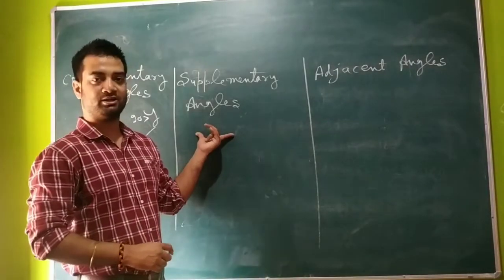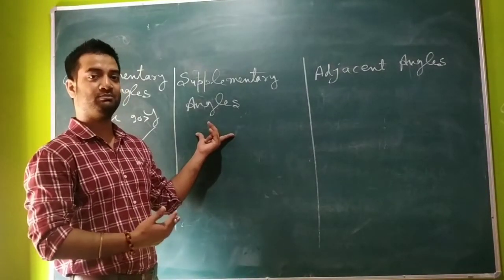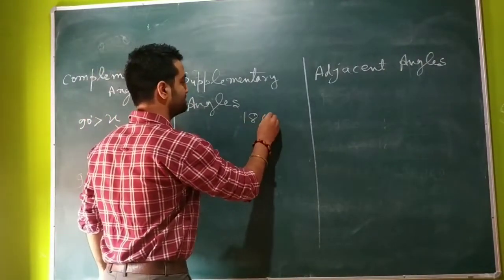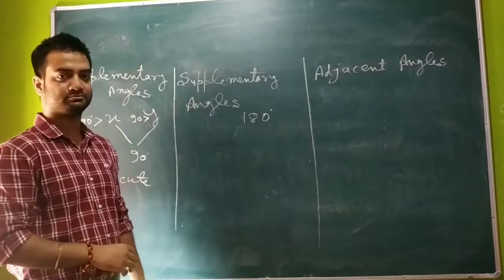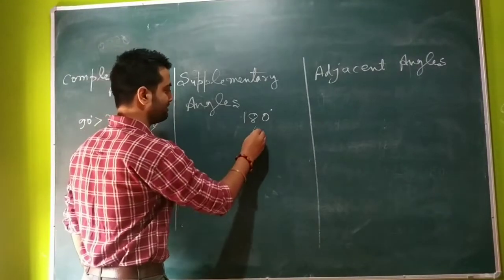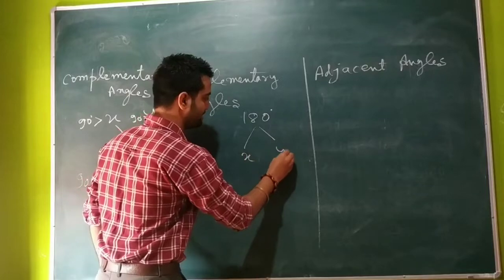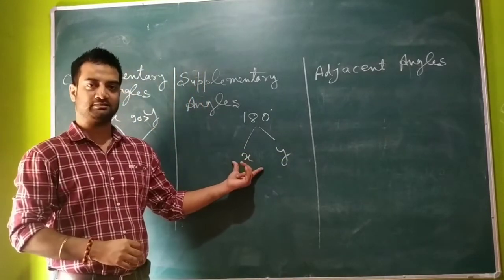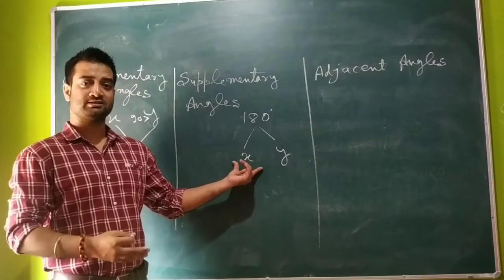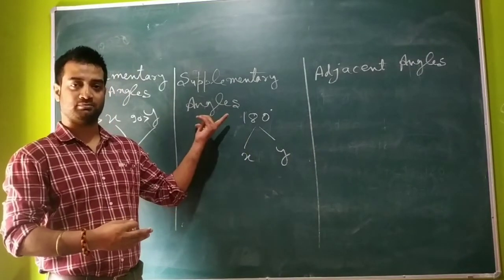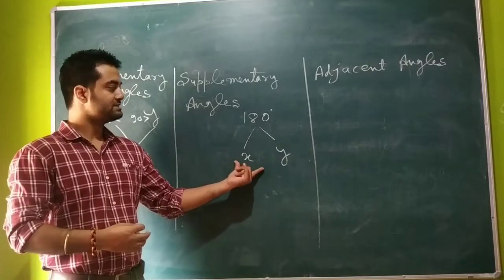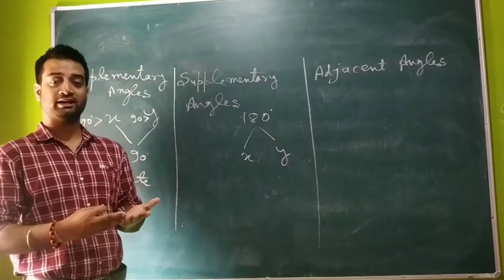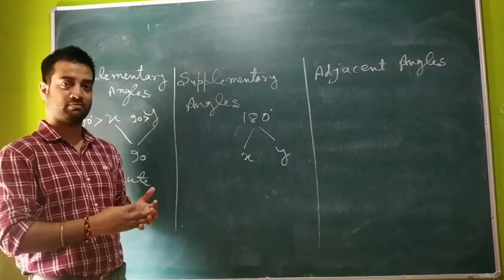Now if the same kind of questions arise for supplementary angles, we know the sum of supplementary angles is always 180 degrees. If x and y are two supplementary angles, then their values should be less than 180 degrees. It means straight angles and reflex angles cannot form supplementary angles. Less than 180 degrees, there are three types of angles: obtuse angles, right angles and acute angles.